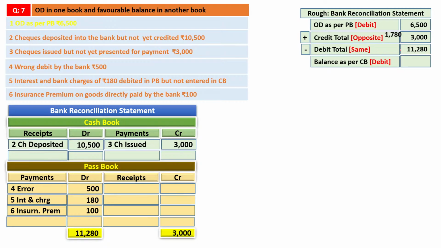So the ultimate balance as per the cash book is a negative. Try this: 6,500 plus 3,000, 9,500. From there 11,280 is subtracted, so you'll get a negative value of 1,780. As it is negative, starting with the debit means ending also debit. Starting overdraft balance, ending is favorable. Totally different balances. Is that okay?